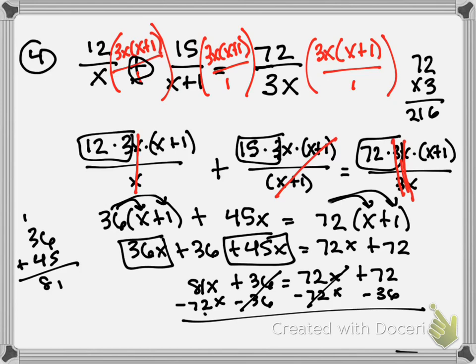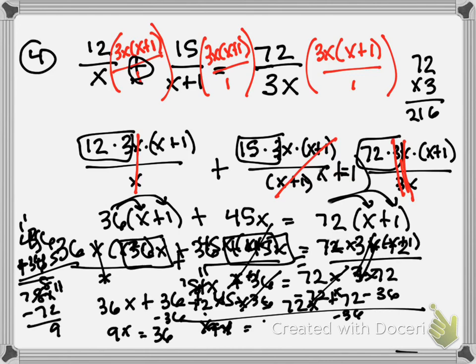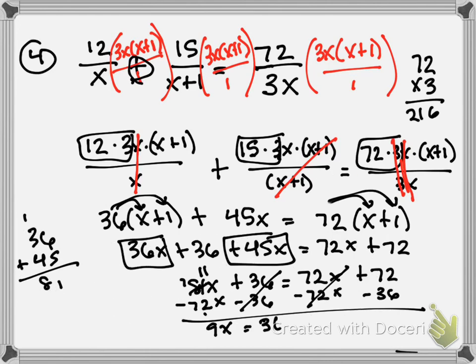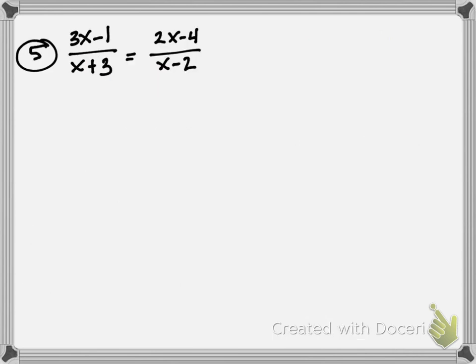All right, 81 minus 72, 11 minus 2 is 9x, equals 72 minus 36 is 36. Oops, what's happening? 36. Divide by 9, so x equals 4. Oh boy, that was a lot of work, but hopefully you followed along with that. All right, let's try another one.